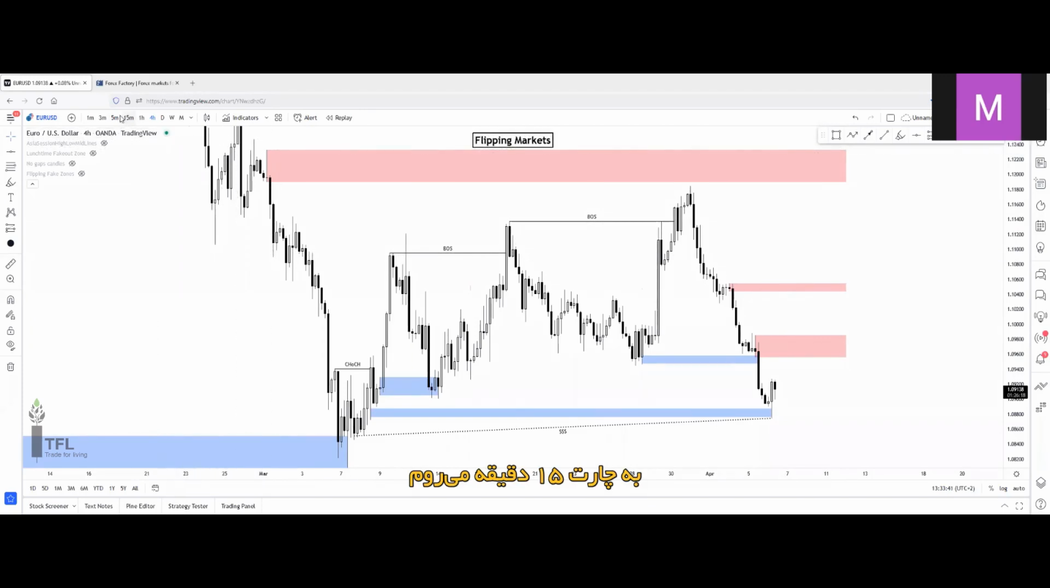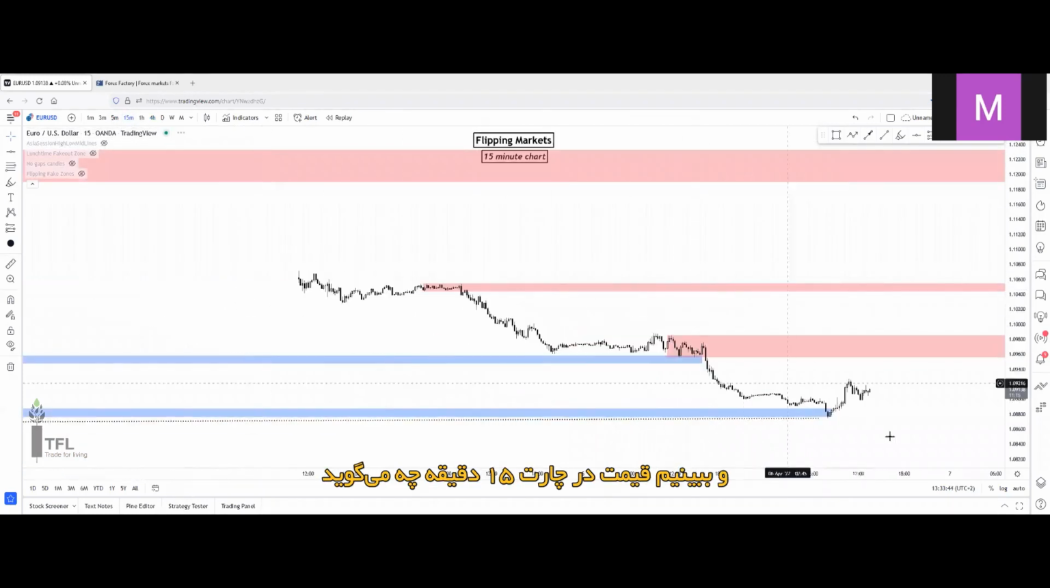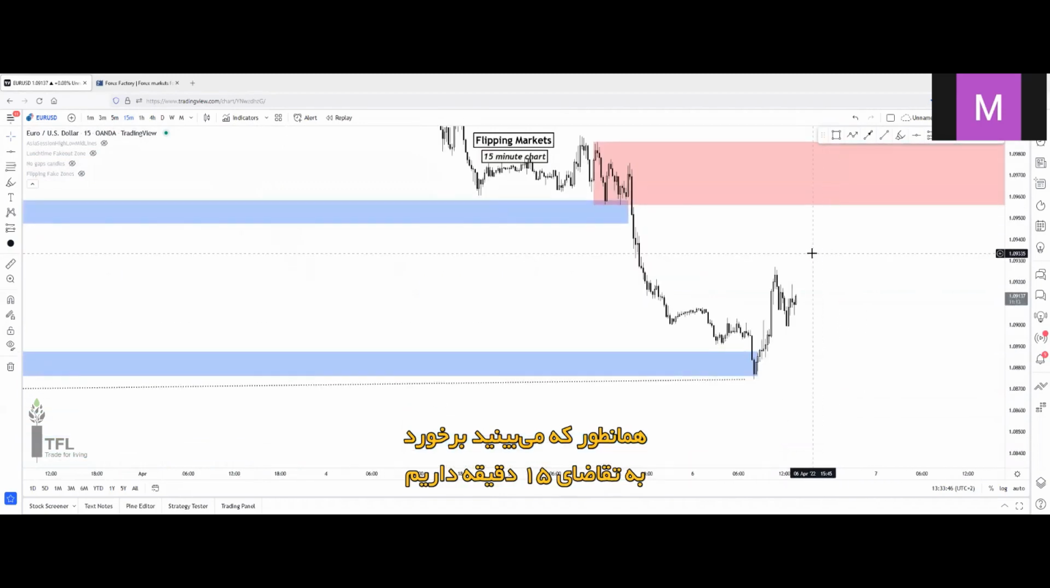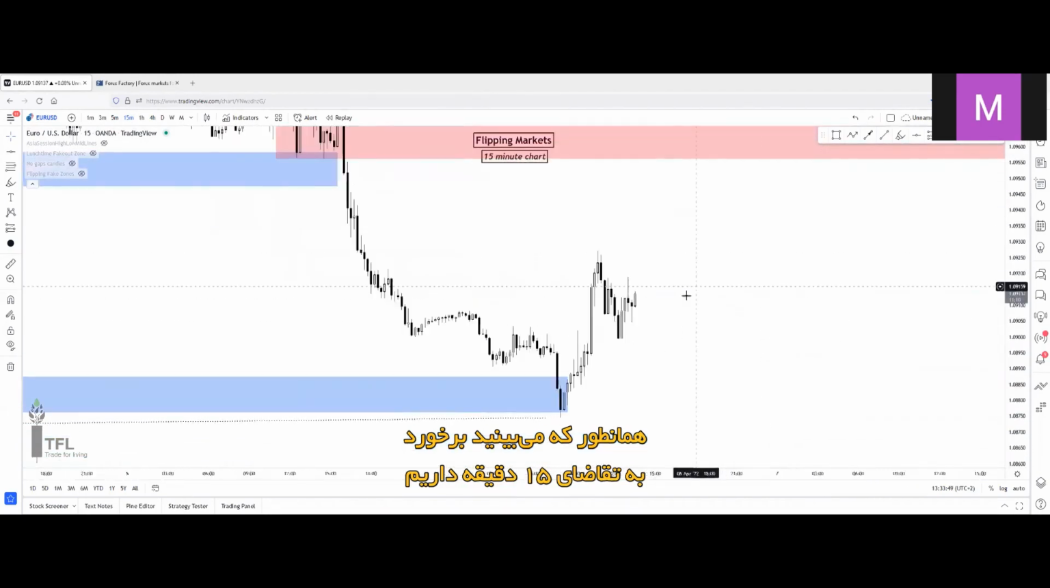I just switched to the 15-minute chart. And let's see what price wrote us on the 15-minute chart. So as you can see, there was the 4-hour demand tap. Or not, no.